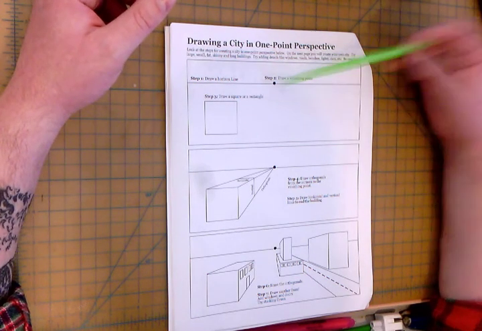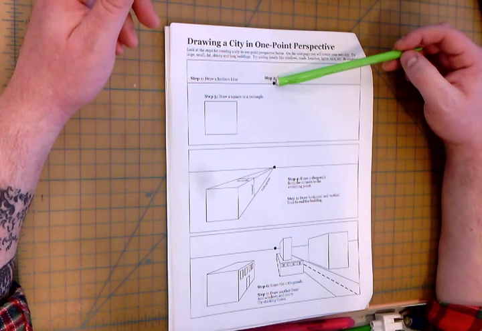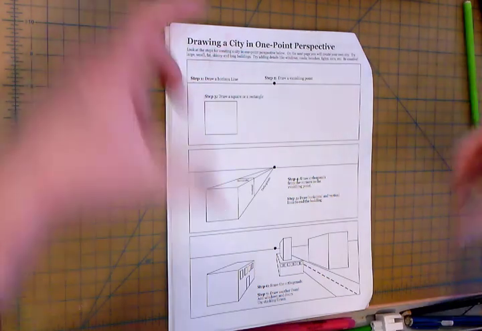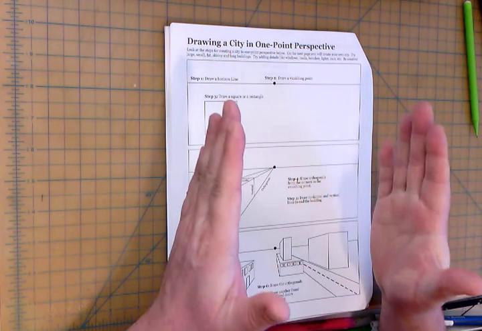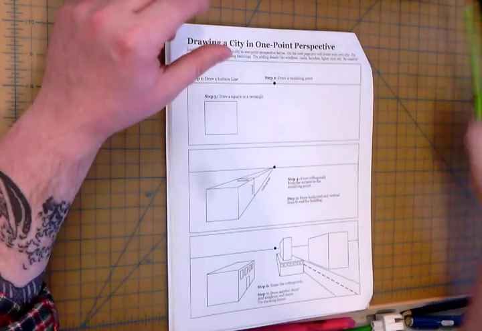Step 2 is draw your vanishing point. Remember, your vanishing point always sits on your horizon line. Looks like this line has been drawn a little bit further up, and it looks like our paper is oriented sideways. So instead of a vertical paper, portrait, we're going to do landscape, which we'll discuss here in a little bit.